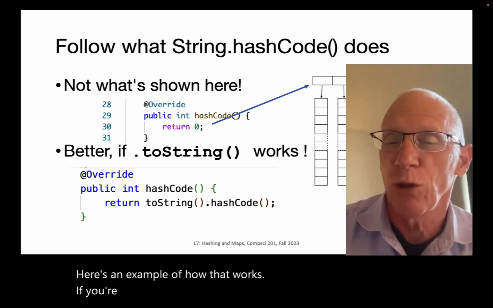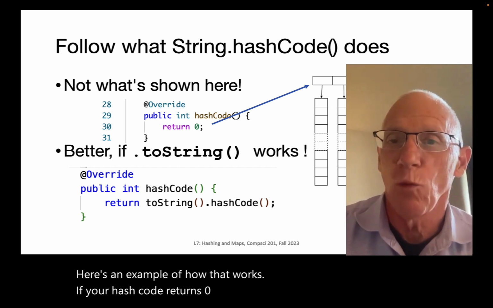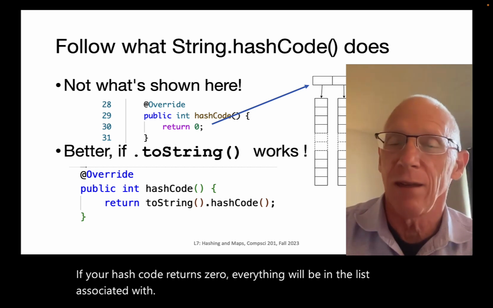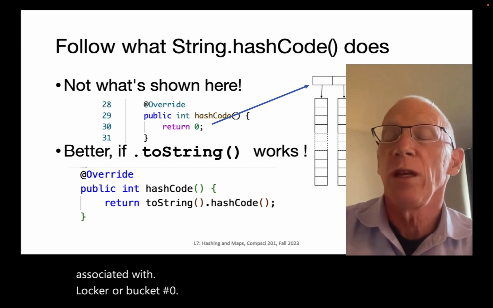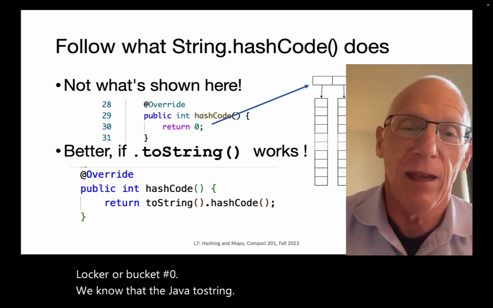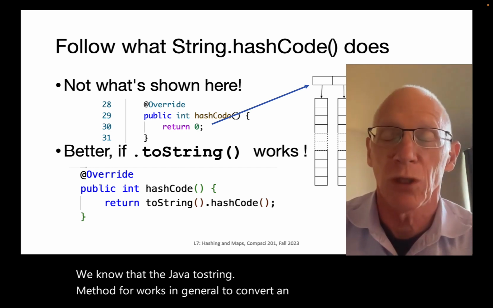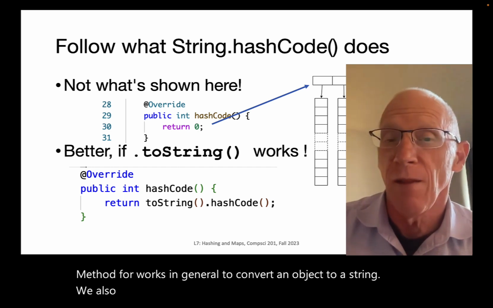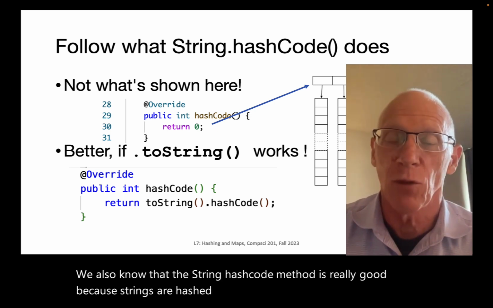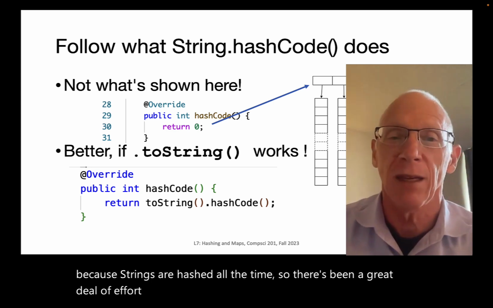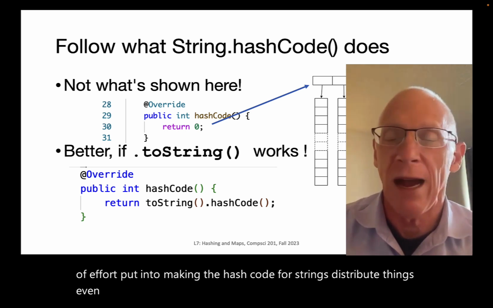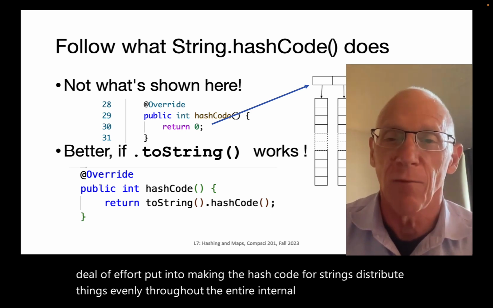If your hash code returns 0, everything will be in the list associated with locker or bucket number 0. We know that the Java toString method works in general to convert an object to a string. We also know that the string hash code method is really good because strings are hashed all the time. So there's been a great deal of effort put into making the hash code for strings distribute things evenly throughout the entire internal array of bucket lists.